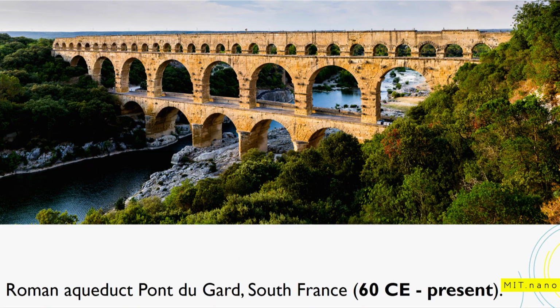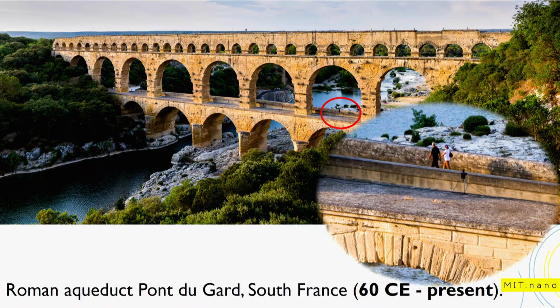But not far from Genoa, in this case southern France, we find this magnificent structure. This structure was built 2,000 years ago, and it's part of 50 kilometers of ancient Roman aqueduct. And it's really incredible that after all this time, this structure is still standing. And if you zoom in, you will find people still using it as a bridge.